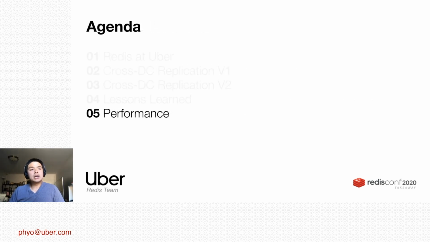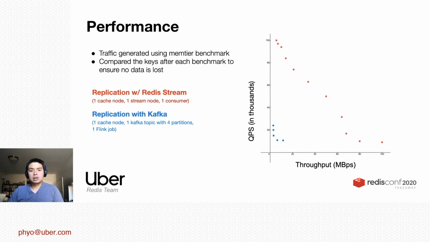That's it. And let's talk about performance for a bit. Let's look at the performance comparison between the Kafka-based solution and the Redis Stream-based solution. We generated test traffic data using memtier benchmark and compared the keys at the end of a benchmark to make sure no data is lost. We benchmarked both solutions using a single cache node. As you can see, Redis Streams can achieve about 5x more QPS with smaller payloads, or 5x more throughput with smaller QPS. The performance of the Kafka-based solution caps at about 23K QPS or 13 megabytes per second.